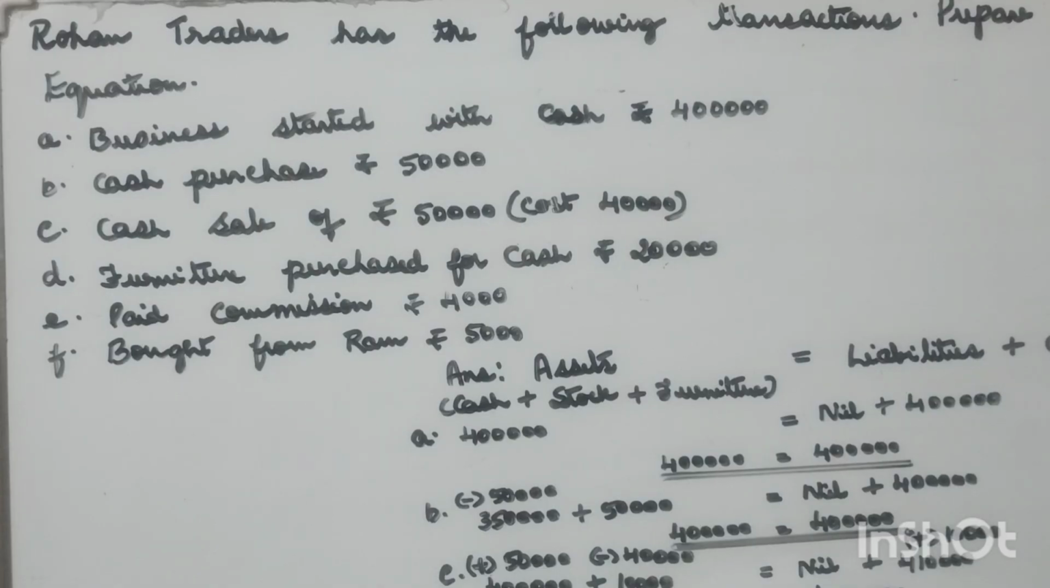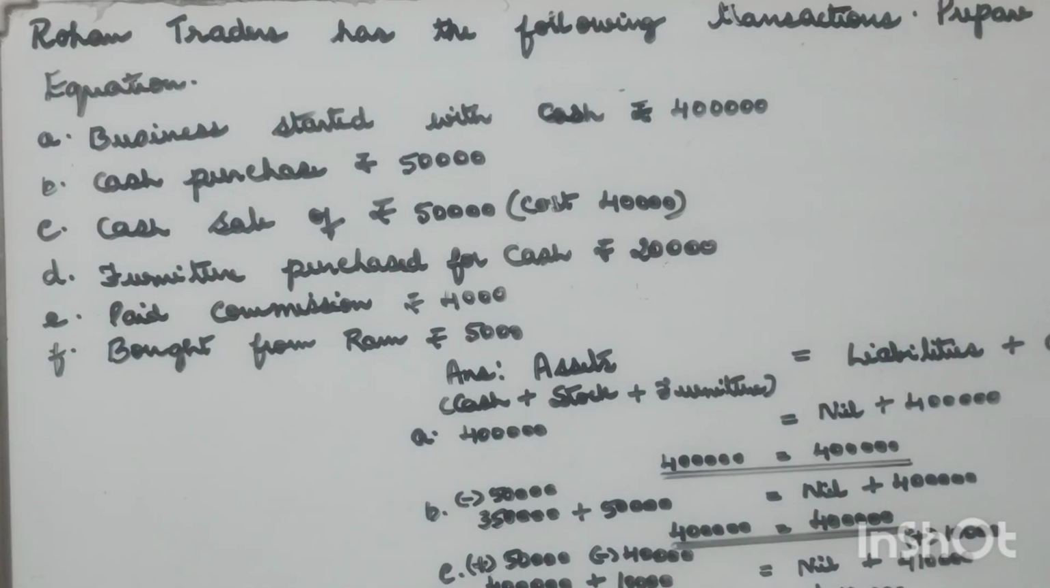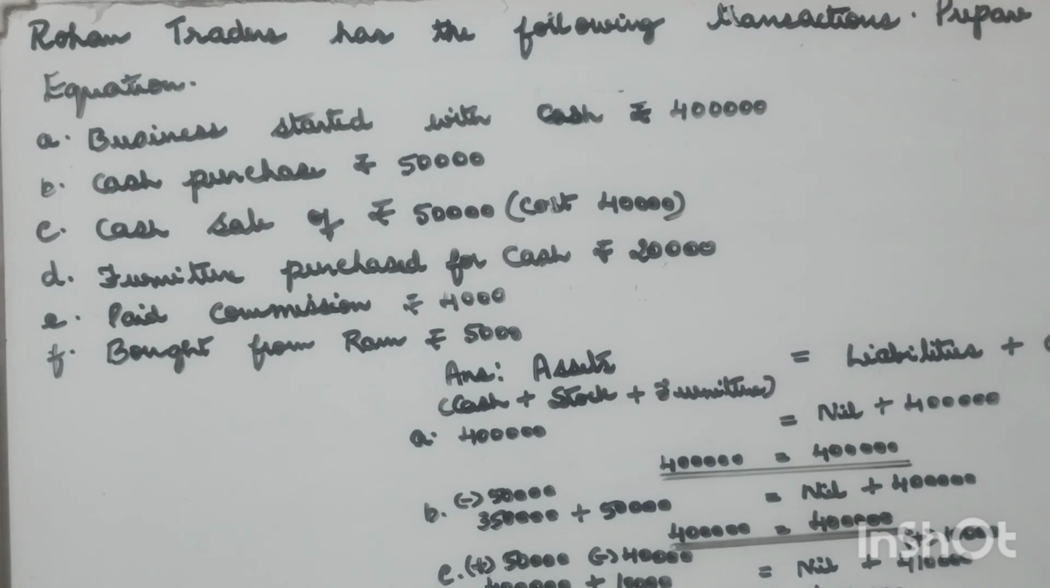Various transactions are given. Here it's been asked to equalize the accounting equation, assets is equal to liabilities plus capital, based on various transactions. Various transactions are given in the question. Rohan Traders has the following transactions. Prepare the accounting equation.